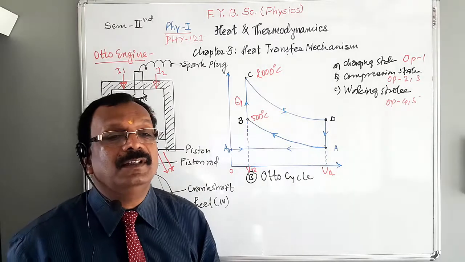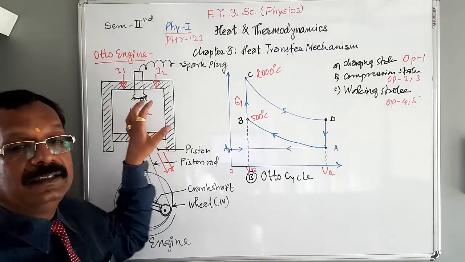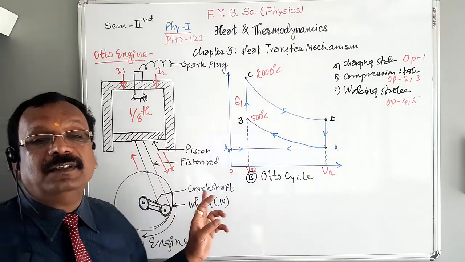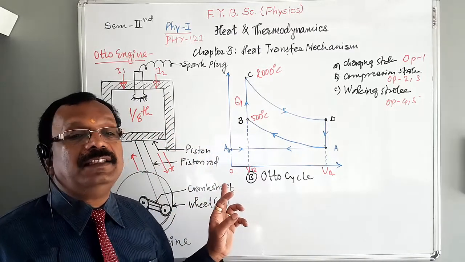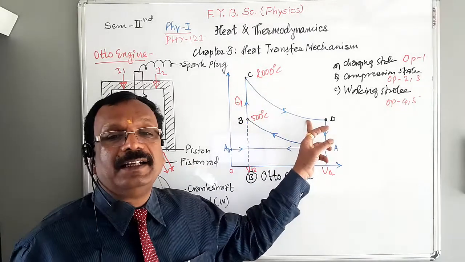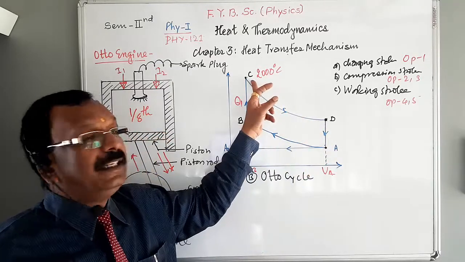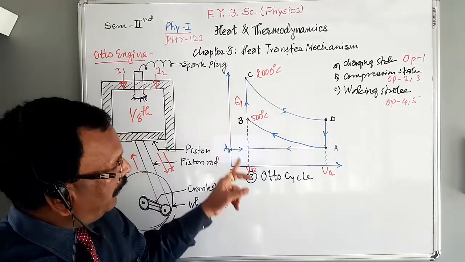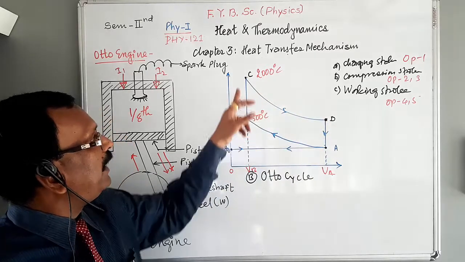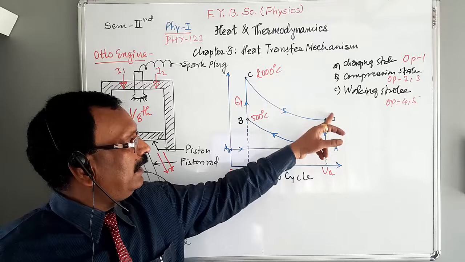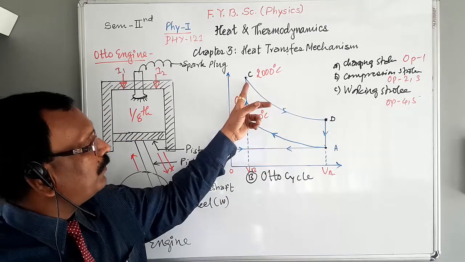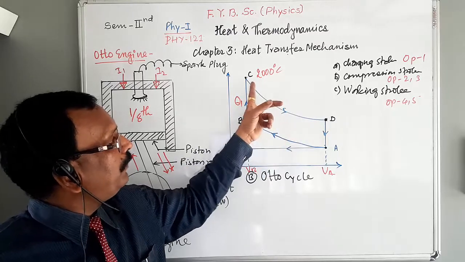What I say? The pressure of rapidly expanding hot gases pushes the piston in an outward direction. That is, the gas expands adiabatically. The volume of the gas increases from Vb to Vc, and B and C lie on the same line, A and D also lie on the same line. So, the volume decreases from Vc to Vd.